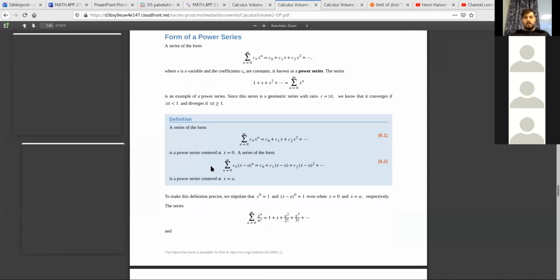So this kind of series, Cn times x to the n, is known as a power series. It's like a function of x. It depends on what this x is. This kind of series is very often used in finance, where the C0, C1, C2 are the net cash flow, and x is basically the rate of return.